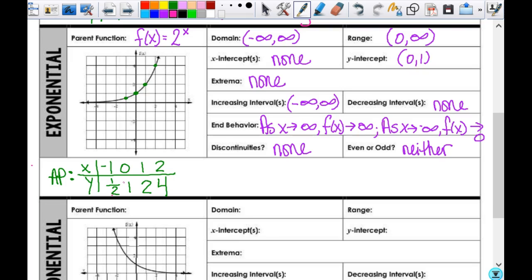Anything to the 0 power is 1. So this doesn't change even when my base changes. That base could be anything, and it's still going to go through (0, 1). Does that make sense? If this was 5 to the x, when x is 1, what would this be?